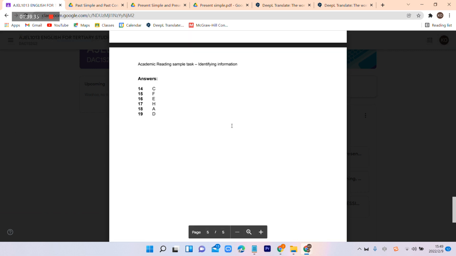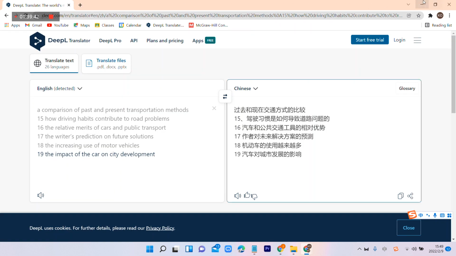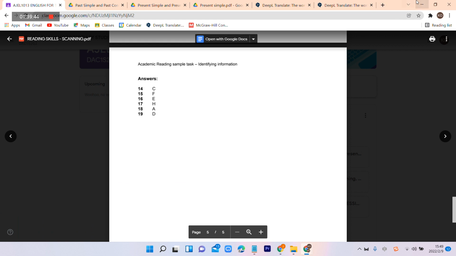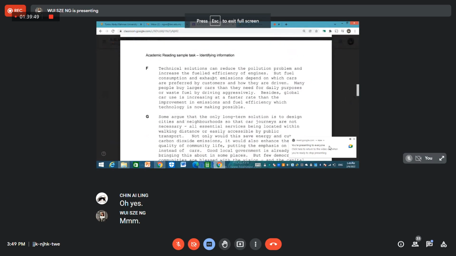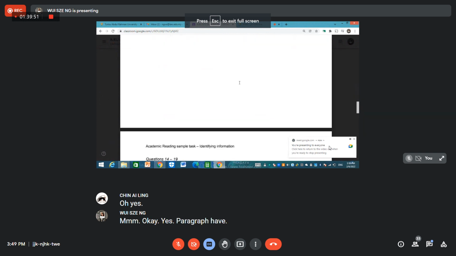Okay, right. How do driving habits contribute to road problems? Paragraph... yes, paragraph B.